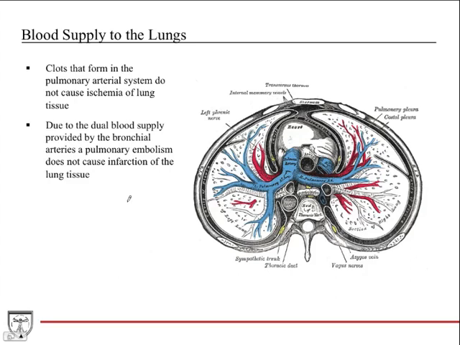And so that's why, if you have a blockage or a pulmonary embolus, which is a blockage that would form in here or both, it's not like you have ischemia and necrosis in the lung, because you have those bronchial arteries providing that collateral circulation.